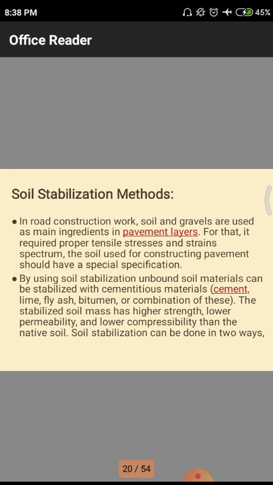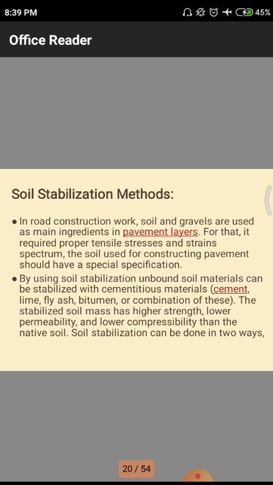Likewise, soil and gravel are used as major ingredients in the pavement layers. That means below the surface of the rigid or flexible pavement, we have layer by layer of gravel and soil mixture. On the bottom layer we use large size gravels, 40 mm to 60 mm. After that we decrease the size: after 60 we go for 40, 20, 10, 5. After that we give a pavement, rigid or flexible. That is the total construction mechanism of a road.